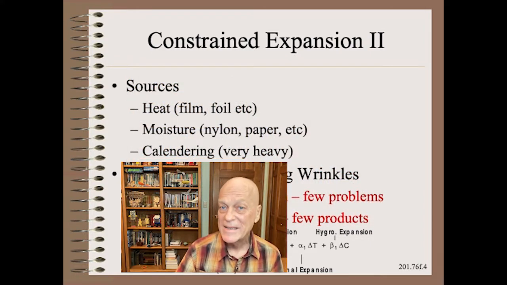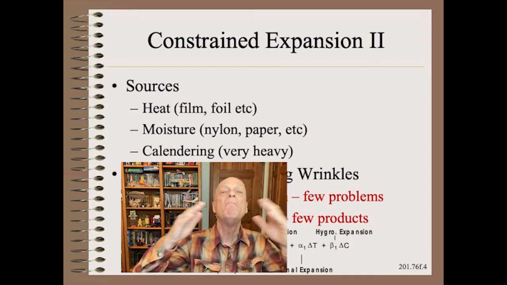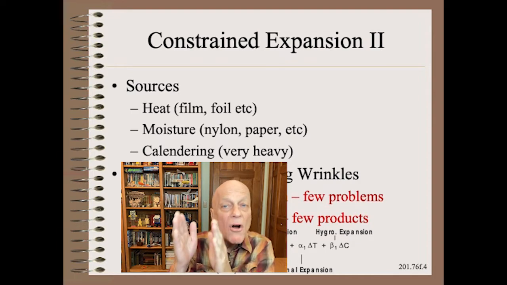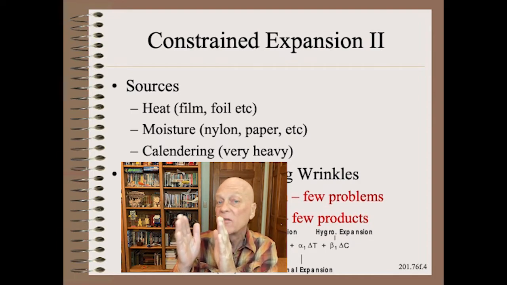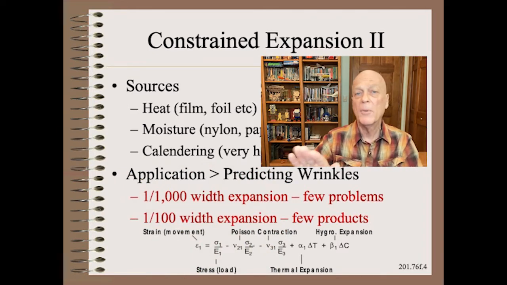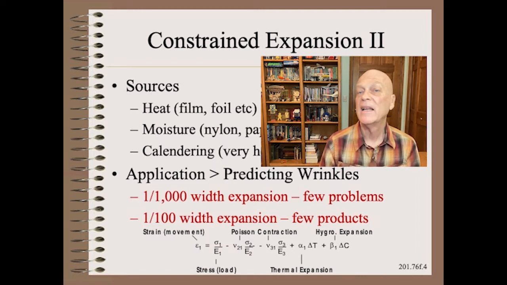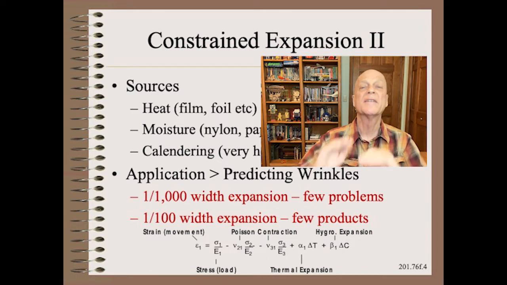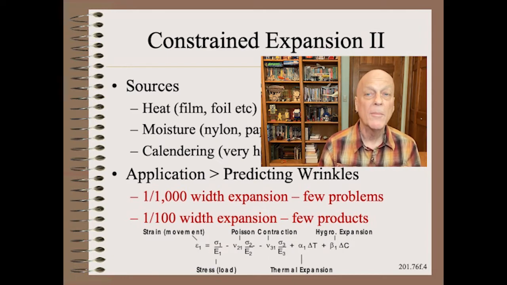Returning to our decades theme, despite the immense range of web types and processes, almost all fall into a narrow range of concerns. At expansions of only 1 part in 1,000, you have few problems. But at expansions of 1 part in 100, you have very few commercially viable products because wrinkling is severe, perhaps to the point of being unrunnable.